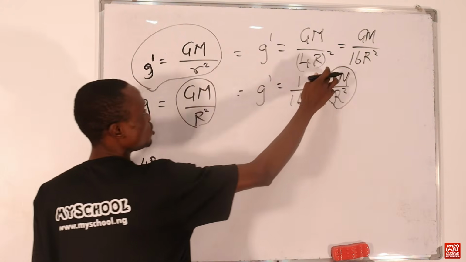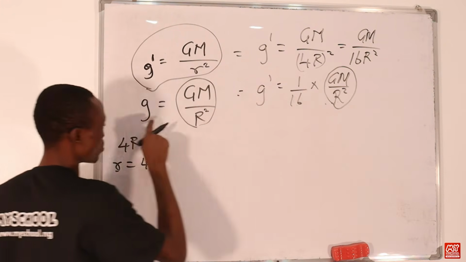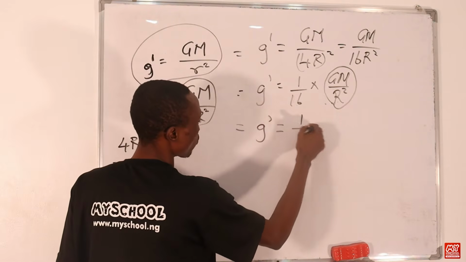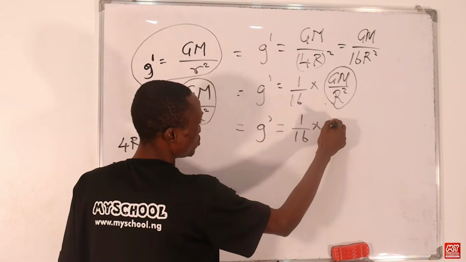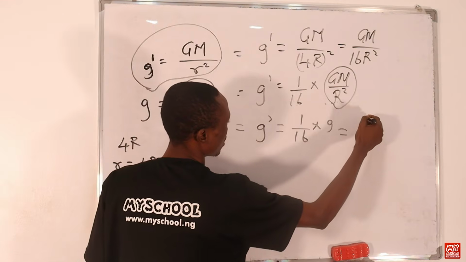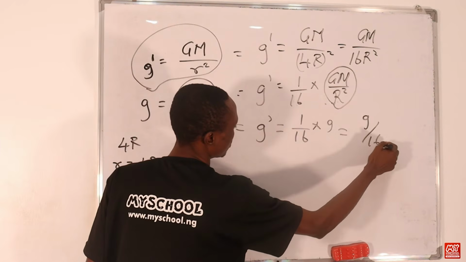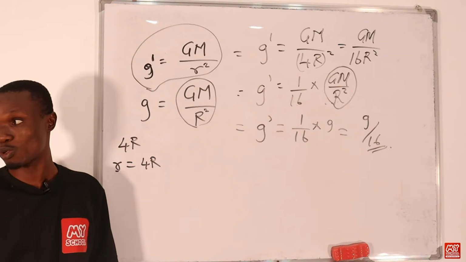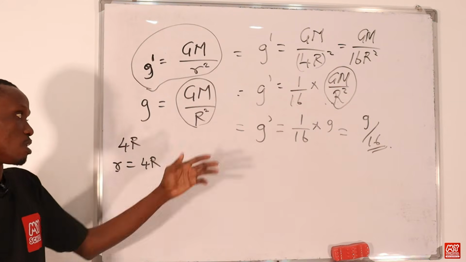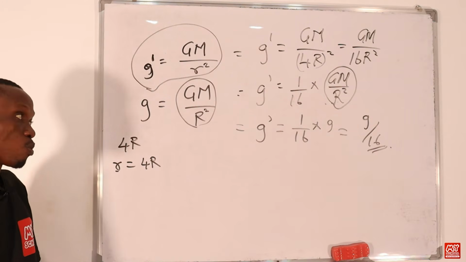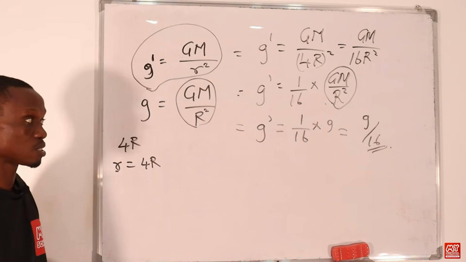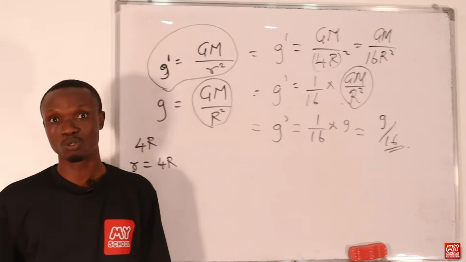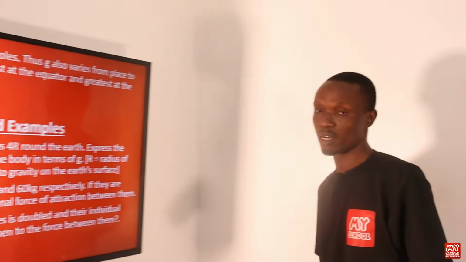So anywhere we see GM all over r squared, we replace it with g, so that our g prime now equals 1 over 16 times g, which is the same thing as g all over 16. Okay, so the acceleration of free fall due to gravity of the body in terms of g is equal to g all over 16, or 1 over 16 times g. So let's return back to the screen to continue with the remaining examples.